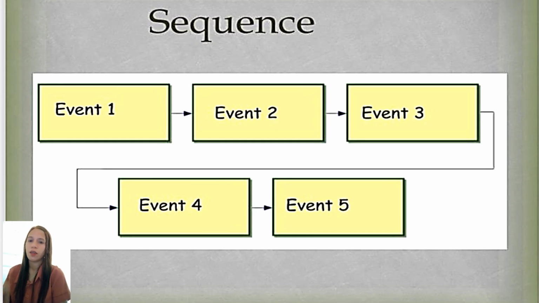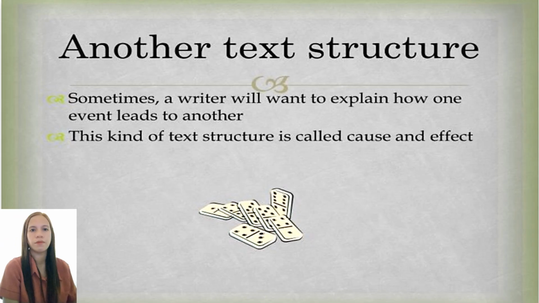So we have the given illustration. We have event 1, event 2, 3, 4, and the last event. So meaning to say, we're going to use this graphic organizer if we have a series of events to organize.